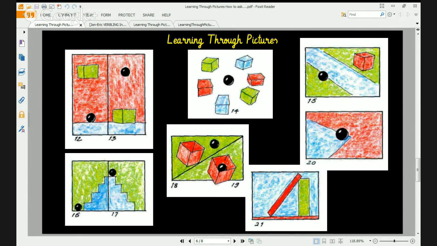Now, 12 and 13 are just like 1 and 2, but they're farther away. They're not touching the box. So what do you think they are? Beneath and above. I would also accept below and above. The point is, they're not touching. So they're not underneath and on top of, but they're beneath or below and above.